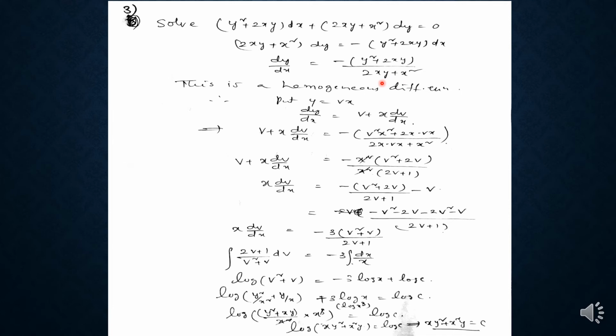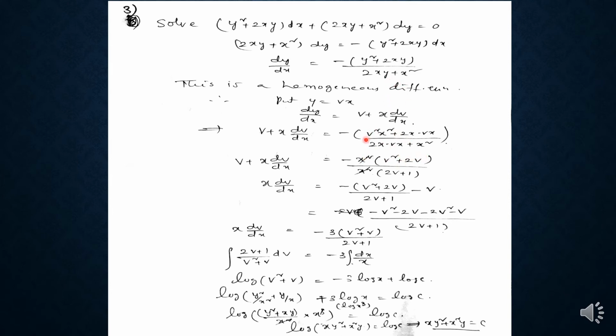So after confirming that it is a homogeneous differential equation, put y is equal to vx, the substitution. Then find dy by dx, that is equal to d by dx of vx, that is by using product rule, that becomes v plus x into dv by dx. Now substitute the value of dy by dx in terms of dv by dx in the first equation, that is dy by dx is equal to, in this equation by substituting that, it becomes v plus x dv by dx is equal to minus of, put y is equal to vx here, this becomes v square x square plus 2x into vx divided by 2xy means 2x into vx plus x square.